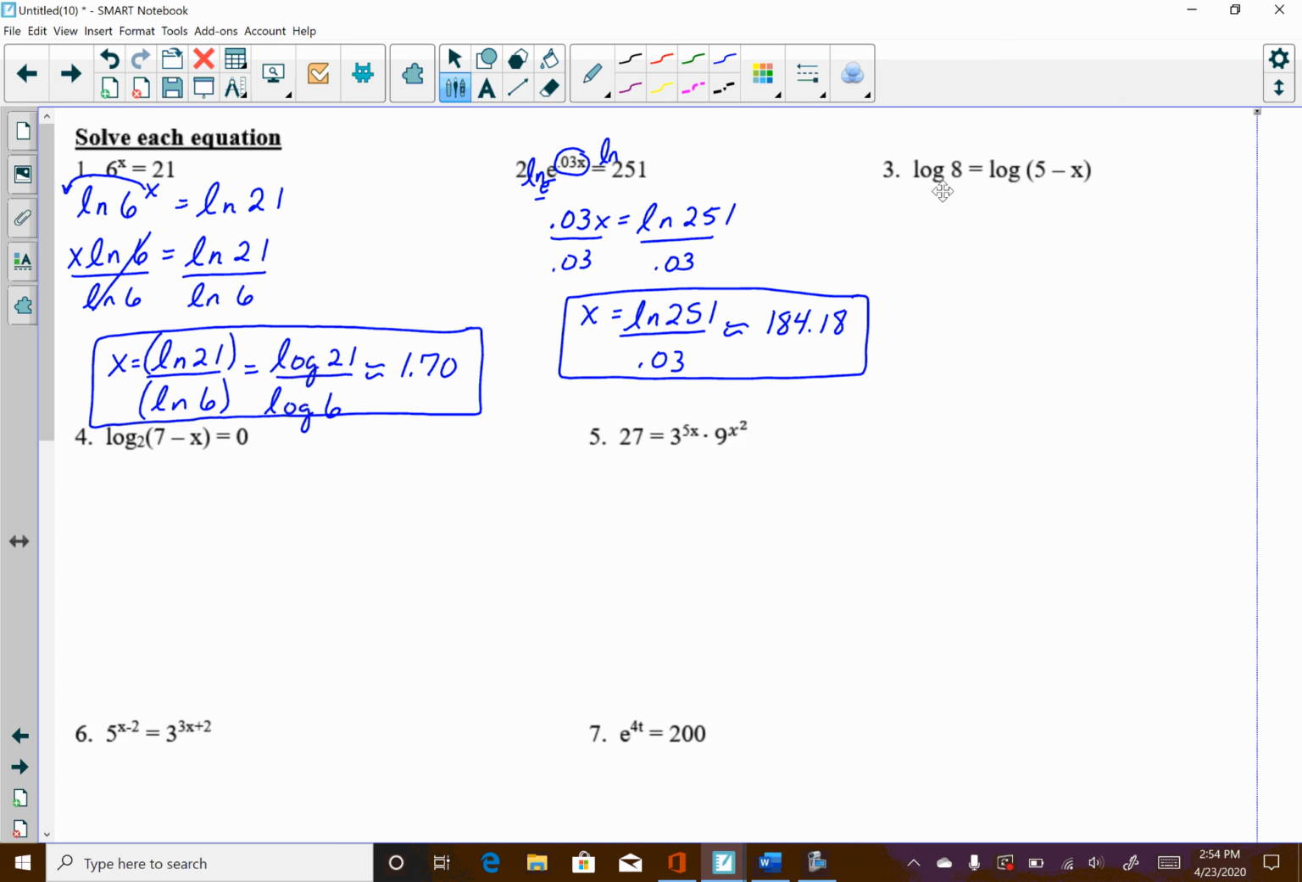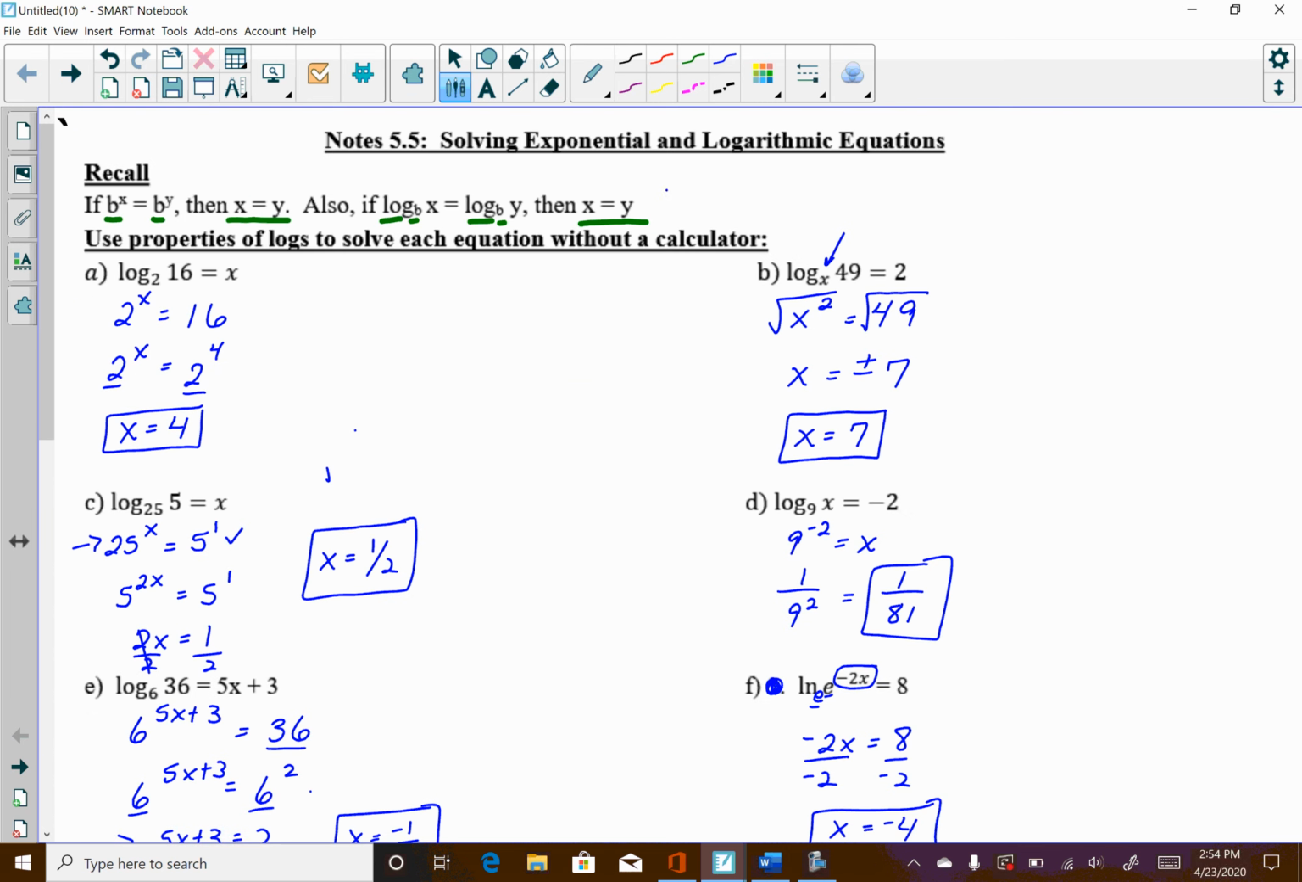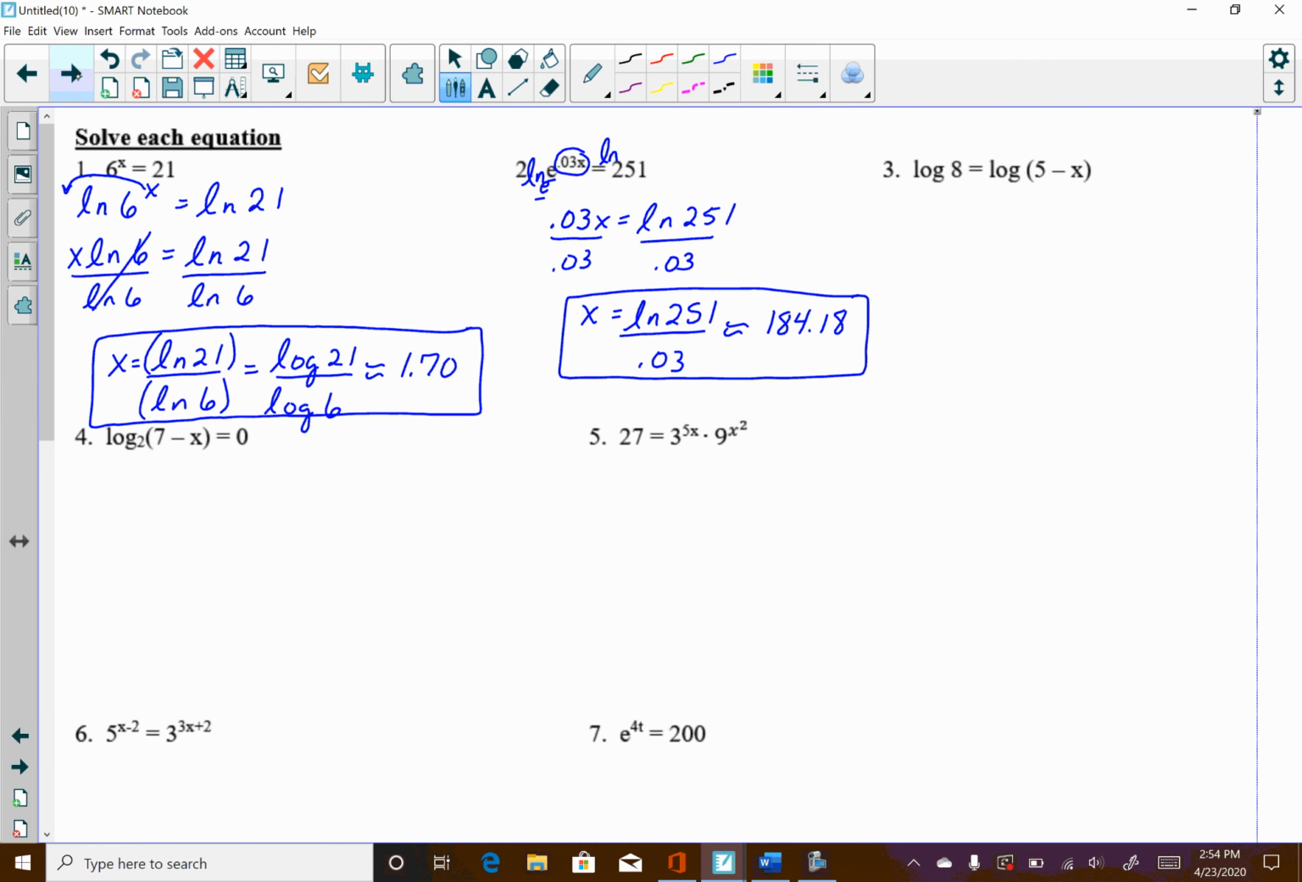You notice here that you've got log of an argument equals log of an argument. So if we look back on that front page, this is where I'm going to be using this technique, right? That if you have log of the same base on either side, you can drop those logs and just set the arguments equal to each other. So that's what I have here. These are both log. They don't have a base written there, so remember, common log is always base 10. So I can drop those and just set 8 equals 5 minus x.